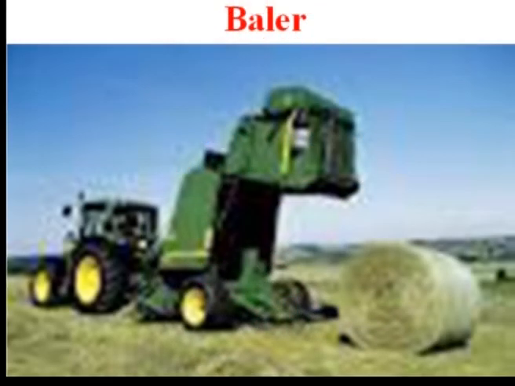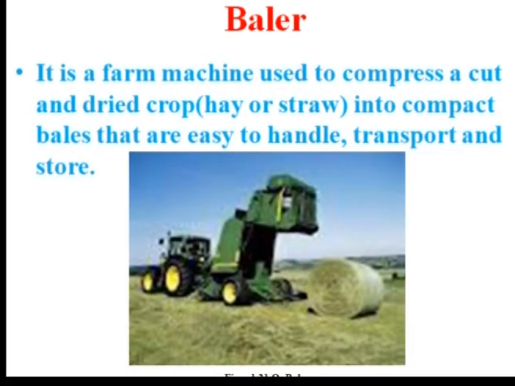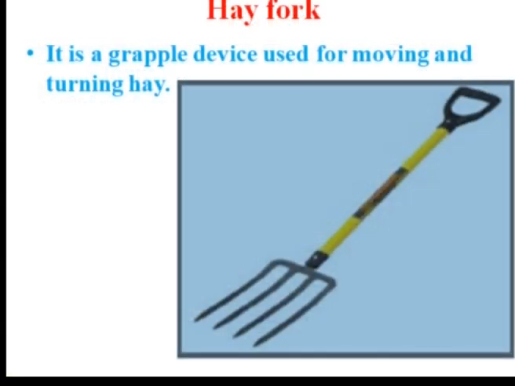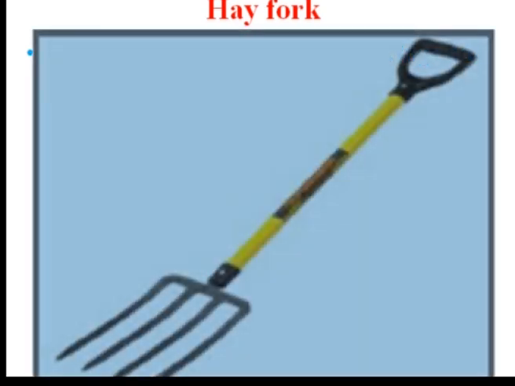The next one is baler. Baler is a farm machine used to compress a cut and dried crop, that means hay or straw, into a compact bale that is easy to handle, transport, and store. The third machine and tool used for forage conservation is hay fork. Hay fork is a grapple device used for moving and turning hay.